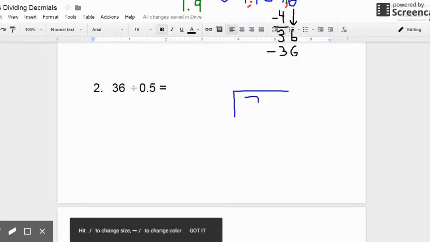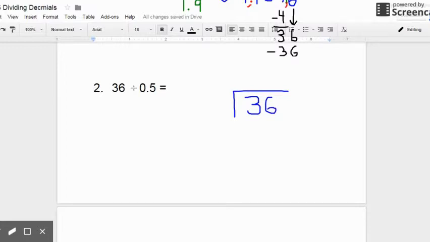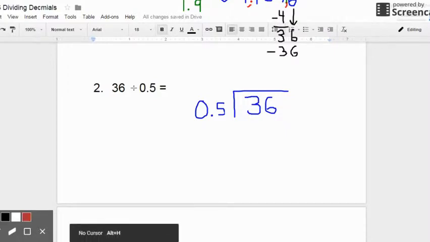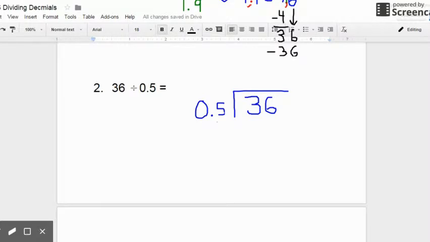The first number goes on the inside, 36. The second number goes on the outside. All right, so we have 0.5 going into 36. Well, that's step 1. We put it into a division house. Step 2 says I have to move this outside decimal over to the far right. It's as far as it went, so we're good to go.